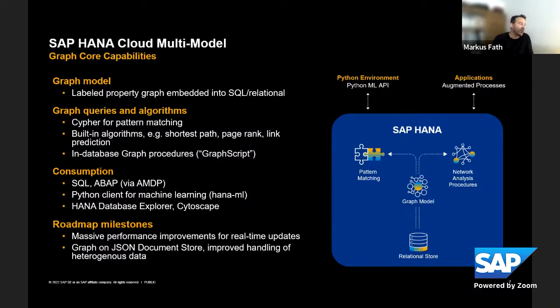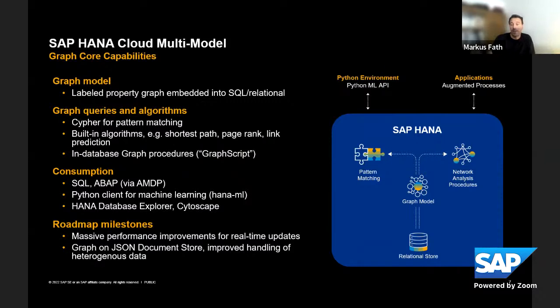And let's switch over to the graph component, which is native to SAP HANA Cloud. We do support so-called labeled property graph models. That means your network is made out of vertices and edges. Think about persons and their relationships to each other, or think about companies and their relations and the products that they produce and stuff like that.